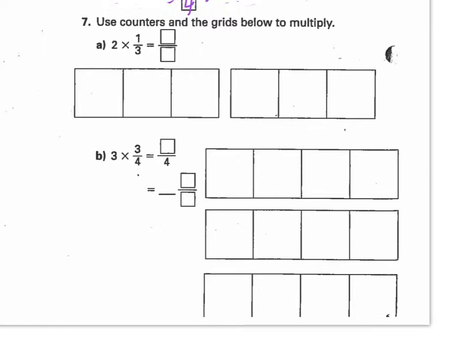We're going to use the grid model to multiply 2 times 1/3. I have a group of 3 and a group of 3. I have 2 groups. I'm going to mark in 1/3 here and 1/3 here. How many thirds do I have altogether? I have 2 thirds. 2 times 1 is 2. Very simple. Next example. I'm going to multiply 3 times 3/4.